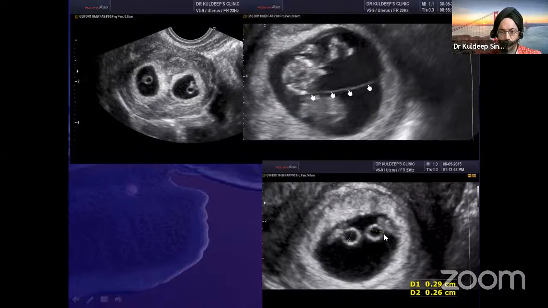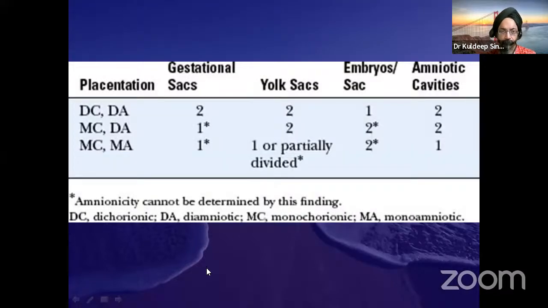We're looking at two yolk sacs. We're looking at two embryos within one gestational sac, MCDA. This is also MCDA. So that's how you're looking at the placentation, the gestational sac, the yolk sacs and the embryos.